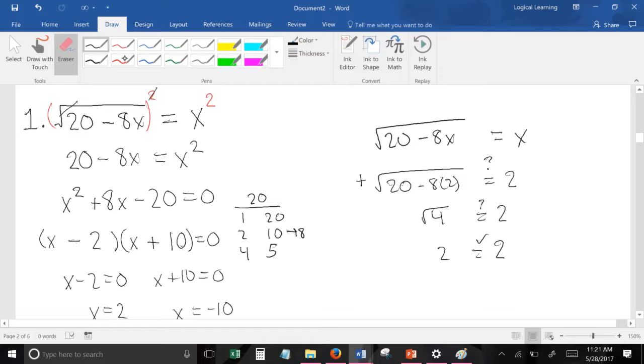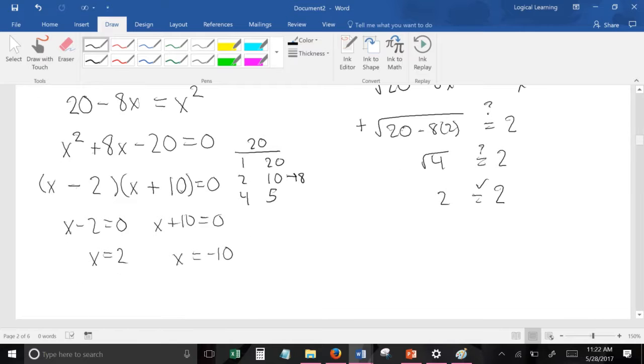So what do you think that means about our other answer, negative 10? Well, let's go ahead and check it out. We have the square root of 20 minus 8 times negative 10, and we want to see, does that equal negative 10? Well, negative 8 times negative 10 is going to give us a positive 80, and 80 plus 20 is going to give us 100. So we have the square root of 100. Oh no, does that equal negative 10?